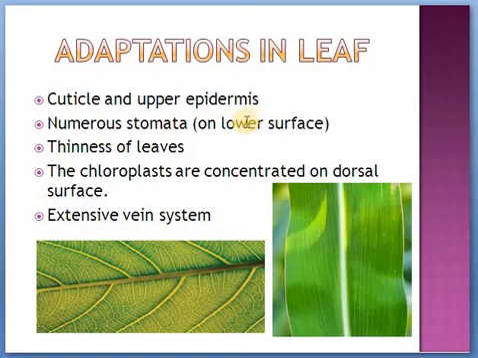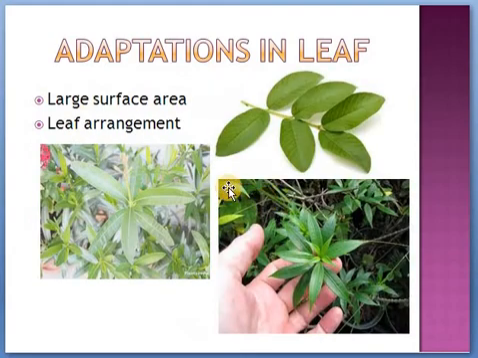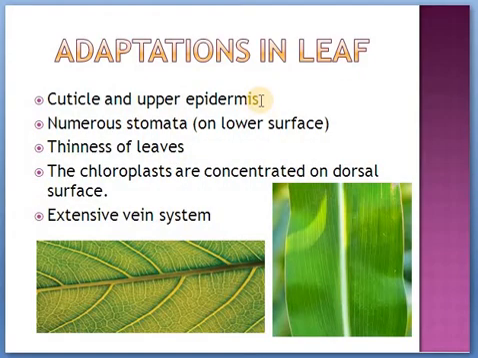So these are all the seven leaf adaptations. What are they? The first one, large surface area or broad leaf, and then leaf arrangement, and then the cuticle and upper epidermis, which is so transparent and gives water resistance, and numerous stomata present especially on the lower surface, and thinness of leaves to allow easy and fast diffusion, and chloroplasts concentrated on the dorsal surface, and an extensive vein system throughout the length of the leaf. So these are all the adaptations we can see in a leaf to do photosynthesis in a better way.